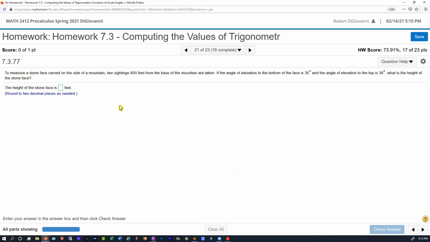To measure a stone face carved on the side of a mountain, 2 sightings 600 feet from the base of the mountain are taken. If the angle of elevation to the bottom of the face is 35 degrees and to the top is 39, what is the height of the stone face? All right, so this one's a little weird. So we have us on the ground, right? And we're measuring a stone wall, and there's like a carving of a face here. So here's my face carved in. It's just going to be a little smiley face. Okay, there we go. So what we measure is, well, they're telling us we're 600 feet from the base of the mountain. So we're 600 feet from here.